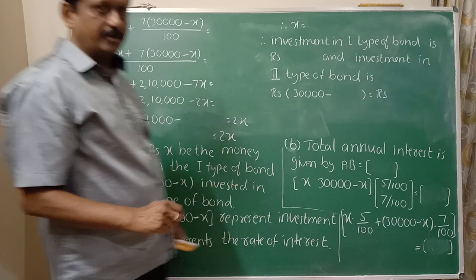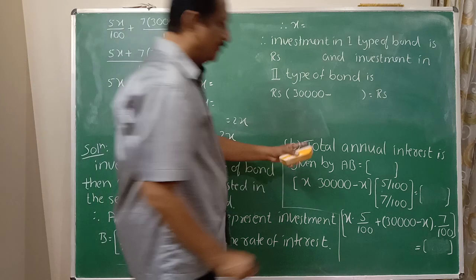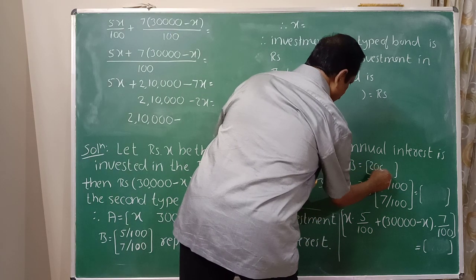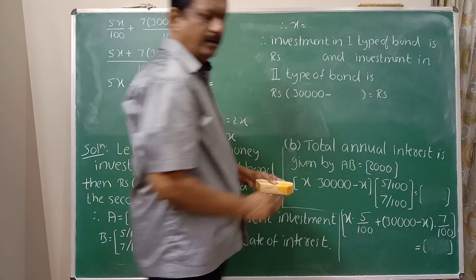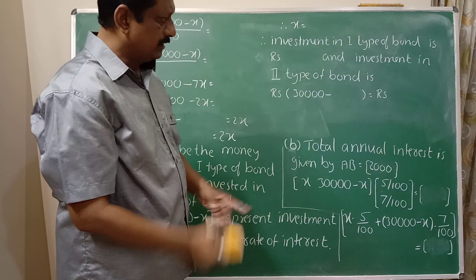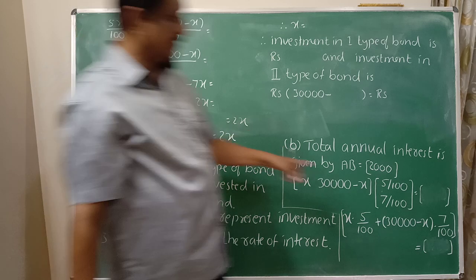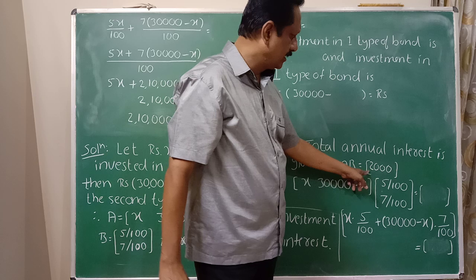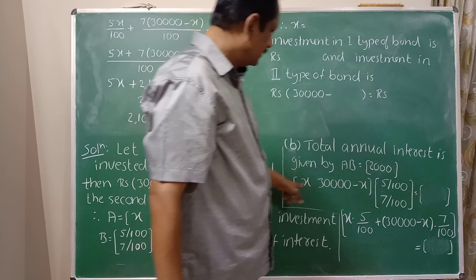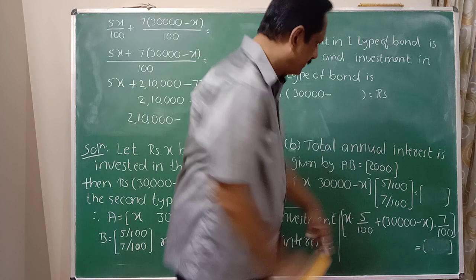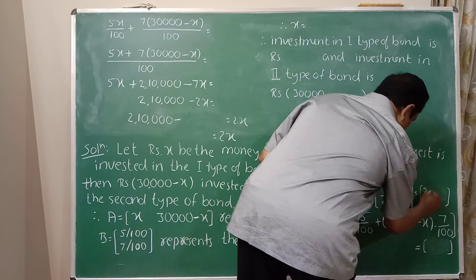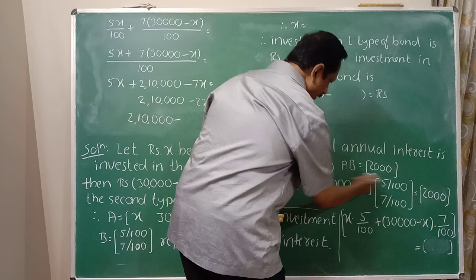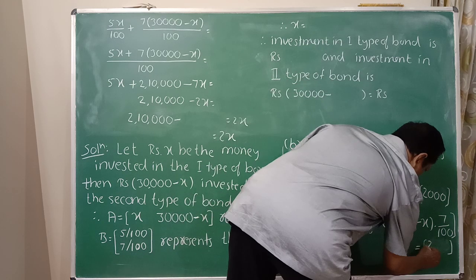In the second case, the total annual interest is rupees 2,000. Therefore, AB is equal to 2,000. Same procedure: this is matrix A and this is matrix B. Just take the RHS as 2,000. Multiply the row with the column, so this is equal to 2,000.